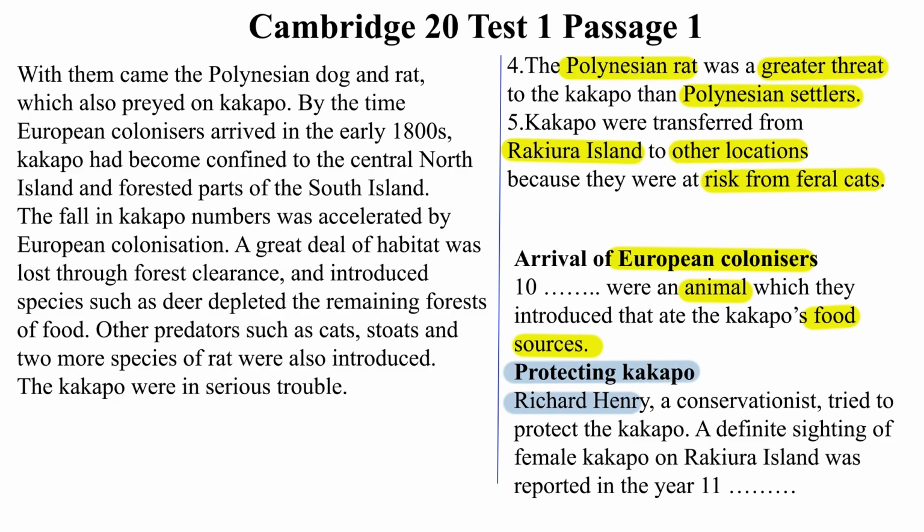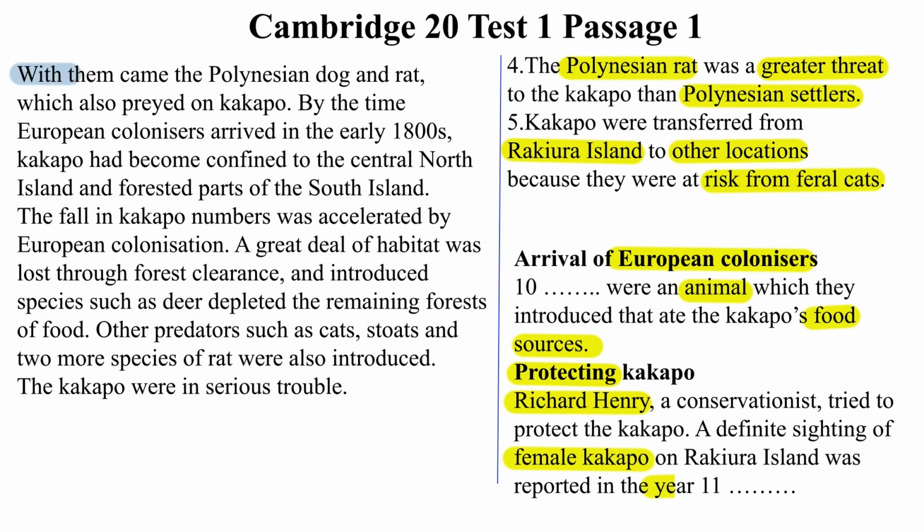Protecting kakapo. Richard Henry, a conservationist, tried to protect the kakapo. A definite sighting of a female kakapo on Rakoura Island was reported in the year, dash. Here the keywords are protecting, Richard Henry, sighting of female, Rakoura Island, and year.